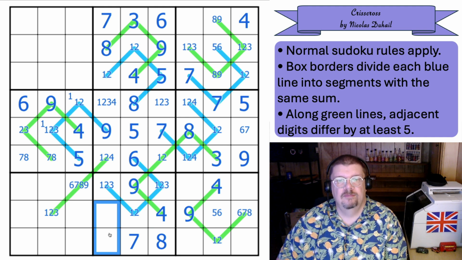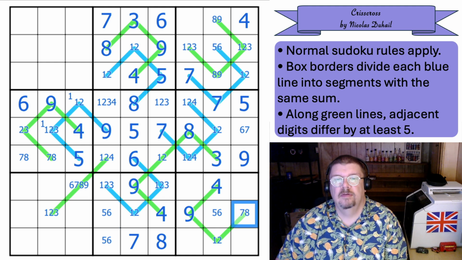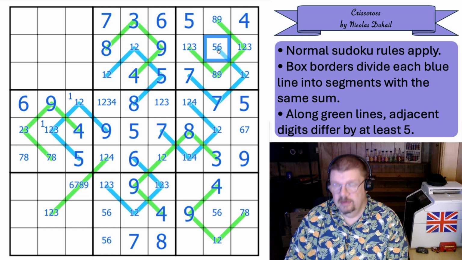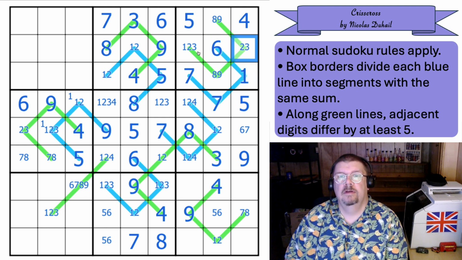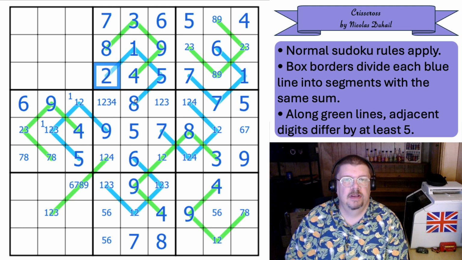So these two must be a 5 and a 6. That gives me a 5-6 pair in this row, so that is not a 6. This, by the box, is a 5 or a 6, but it can't be a 6. So that's a 5. That's a 6, making this 1. That's a 2-3 pair, making this 1 and this 2. And yes, that does add up to 8. Good.